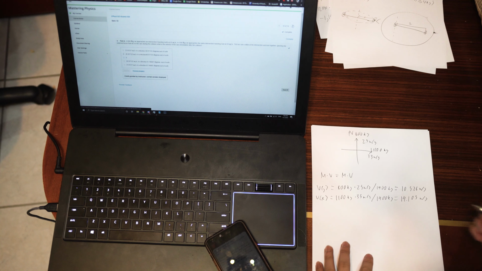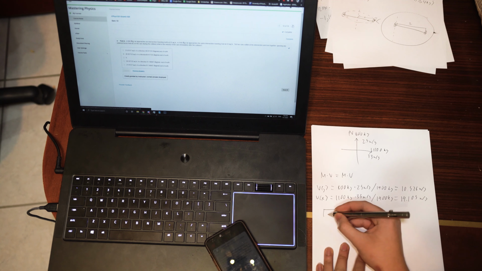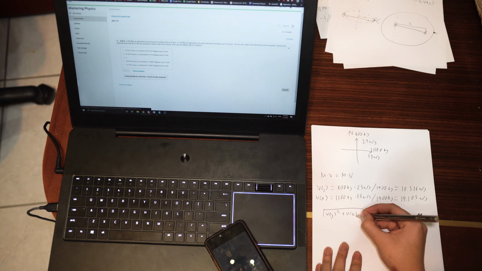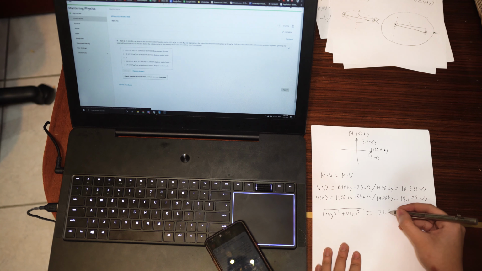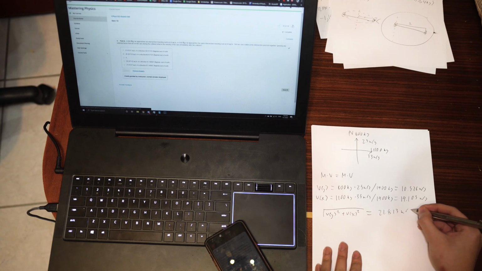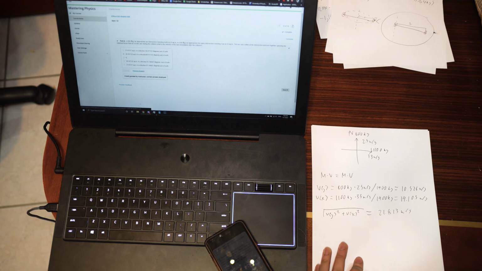I need to put them together. Well, that's pretty simple. Square root of velocity in y squared plus velocity in x squared. That gets me a final velocity of 21.813 meters a second. But this question also asked me for a direction.